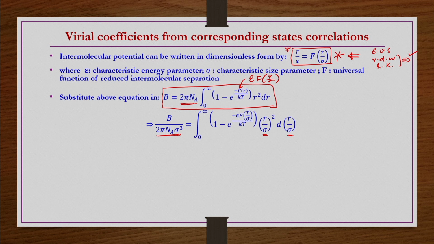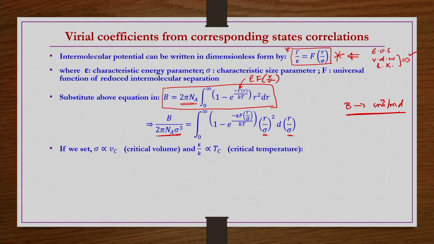Further, we can make some modifications as well. We know that the second virial coefficient has the units of molar volume, that is cubic centimeter per mole. So, we try to write it in such a form, dividing B by some molar volume quantity, so that we have a dimensionless second virial coefficient rather than using 2 pi N A sigma cube to non-dimensionalize B. We know that sigma cube is proportional to Vc.